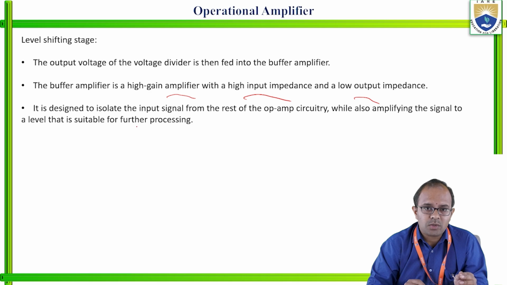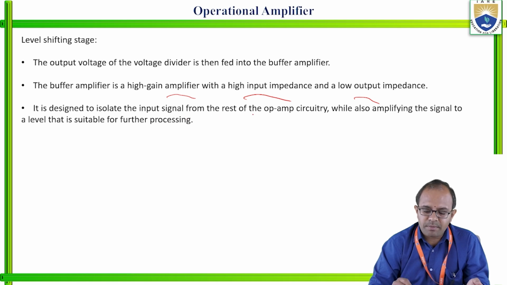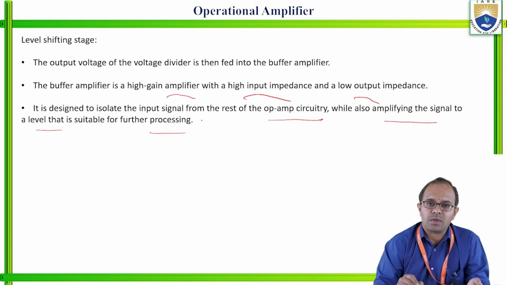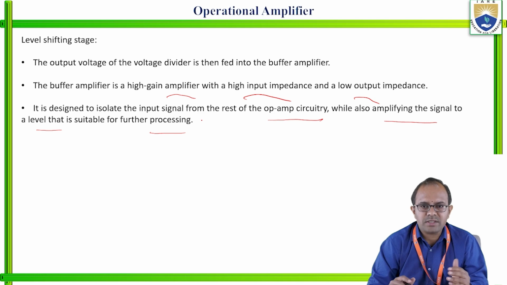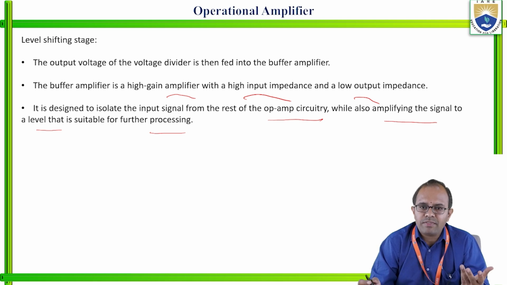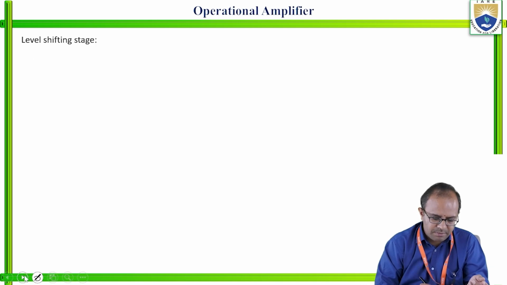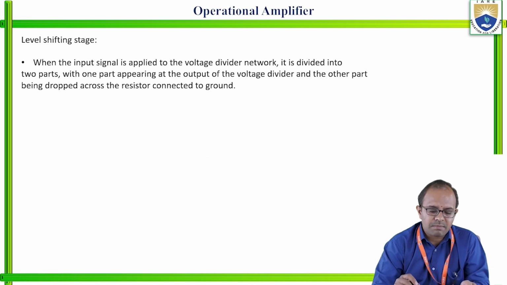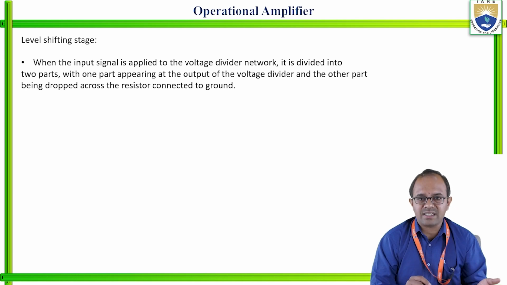And it is designed to isolate. We are giving one more characteristic of the amplifier. It is designed to isolate the input signal from the rest of the op-amp circuitry while amplifying the signal to a level that is suitable for further processing, right? So isolate this signal from other op-amp circuit components, and amplify and process the signal further, right? This is nothing but your level shifting stage.